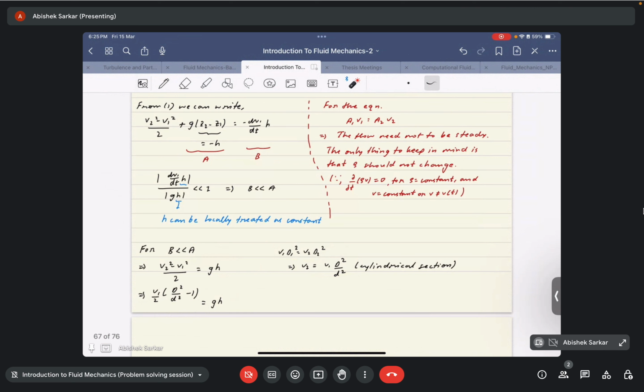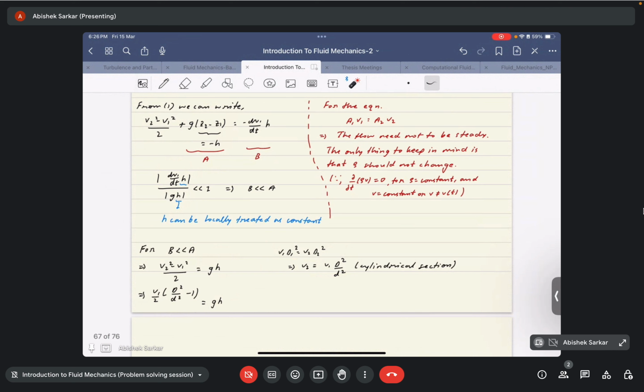One more thing that you can catch is when is the scenario that this term would be small? This term would essentially be small when the rate at which the liquid discharges or flows out of the tank is very slow compared to the order of magnitude of this term. So if the velocity of the flow remains constant, then this term can essentially be neglected. Then this term will be very, very small compared to the term gh. So in that scenario, the Bernoulli's equation can essentially be taken as the balance between these two terms, basically the kinetic head and the potential head.